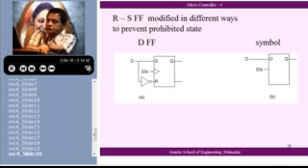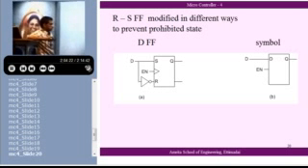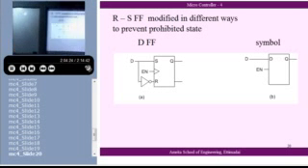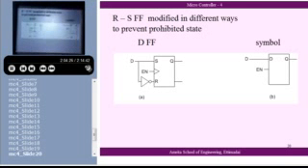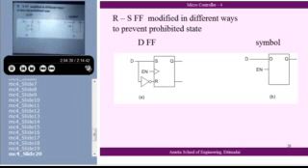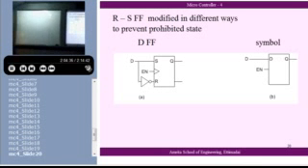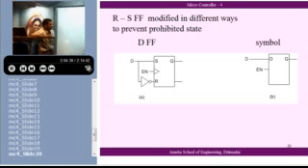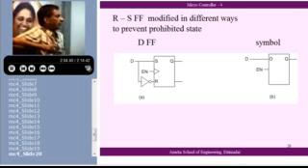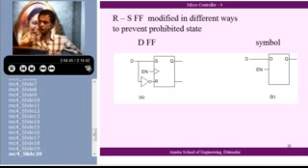Now, I am taking one step further. The same S-R flip-flop, instead of giving two inputs, I have taken the same input here, put an inverter and given it to the other input. So S input, R input is just an inverter. It is called a D flip-flop. You can call this a delay flip-flop or a data flip-flop. This is the symbol used. One time delay.